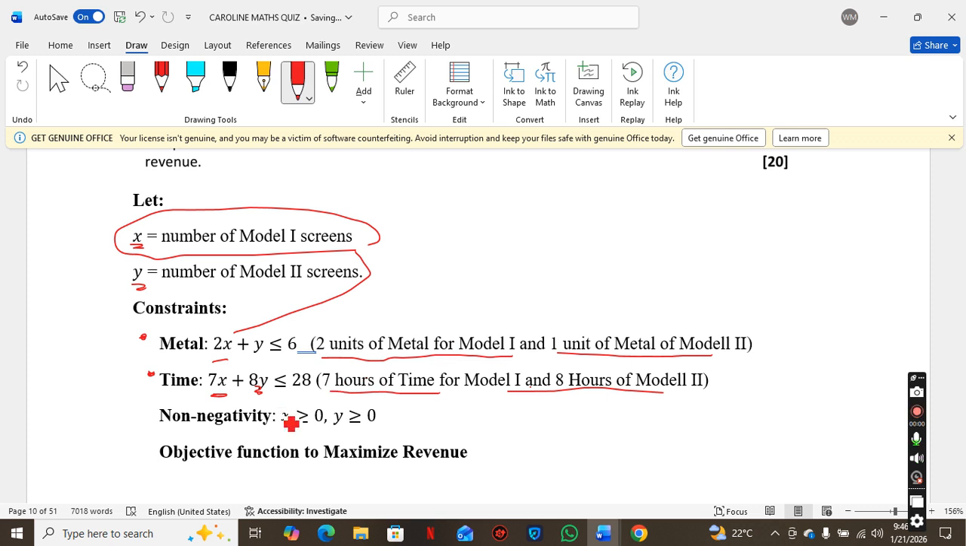This non-negativity is just telling us you cannot get any negative values of x or negative values of y. Basically, you cannot make negative 2 units of model 1, or negative 5 units of model 2. So always in these linear programming questions, add this. It's 0.5 marks, but 0.5 can take you a long way.